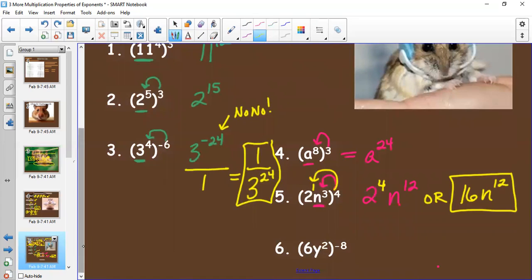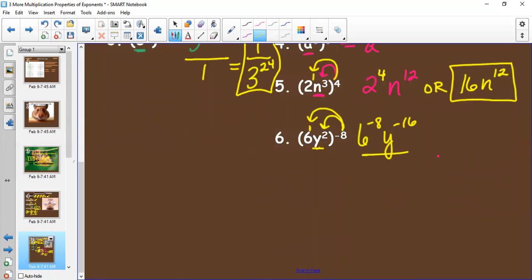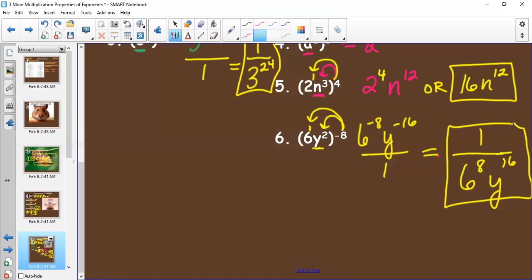Number 6 is very similar to that. So keep your base of your y. So that's y to the negative 16th. Again, there's a ninja 1 there. Do small number times small number. So this would be 6 to the negative 8th. And we have no-nos here. So we have to move it and lose it. They're both negative, so they're both going to go to the bottom and lose the negative. And if there's nothing on top, we fill it in with a 1. That's your answer to number 6.